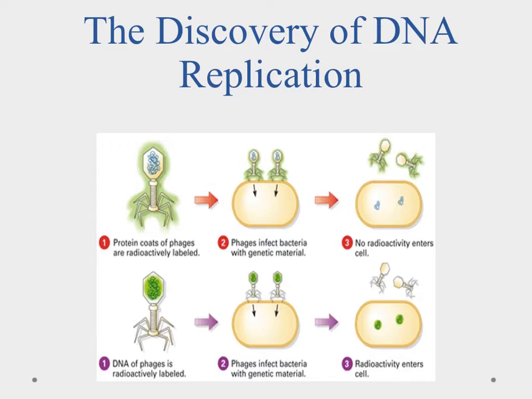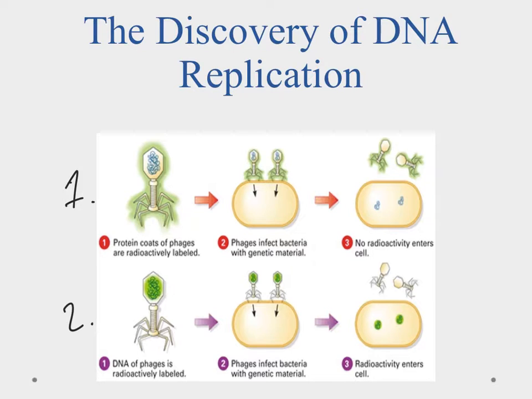At the time, there were two different groups that thought what it could be. Some thought it was a protein that had coded all the information, and the others thought it was these nucleic acids. So Hershey and Chase set up two different experiments. They had one up here and the other one down here, and they used a radioactive tracer.